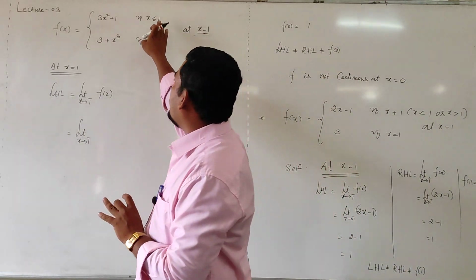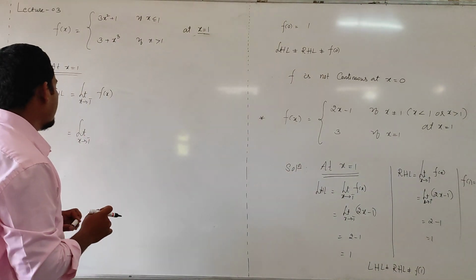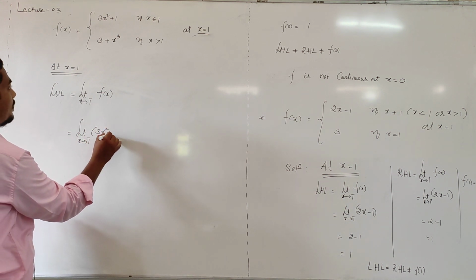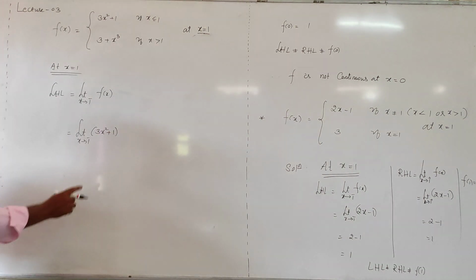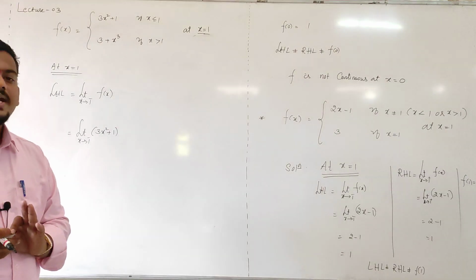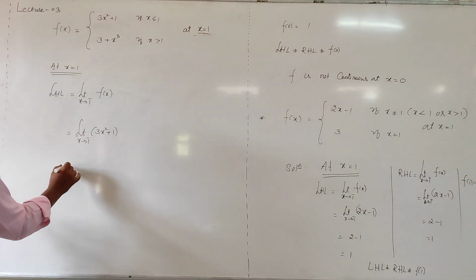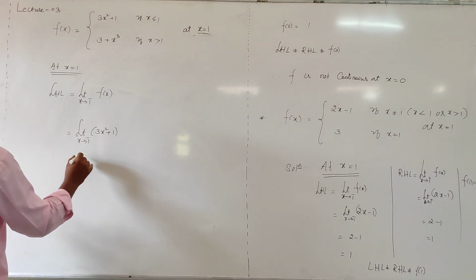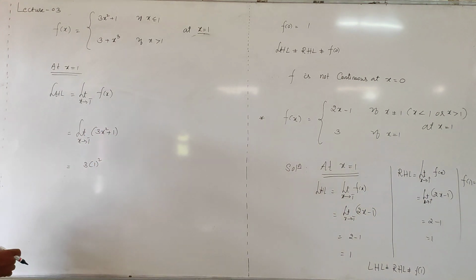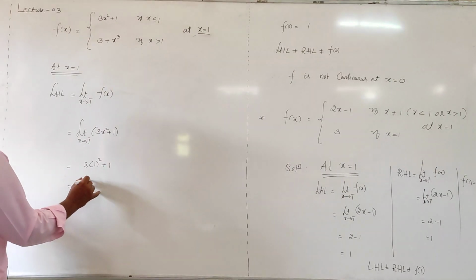For all the numbers less than or equal to 1, function is 3x square plus 1, right? So replace f of x as 3x square plus 1, because extending to 1 minus is there. On the head, if you write negative sign, means clearly x value less than 1. Next, put x value 1 here, then it will be 3 into 1 whole square plus 1, then it will be 4.